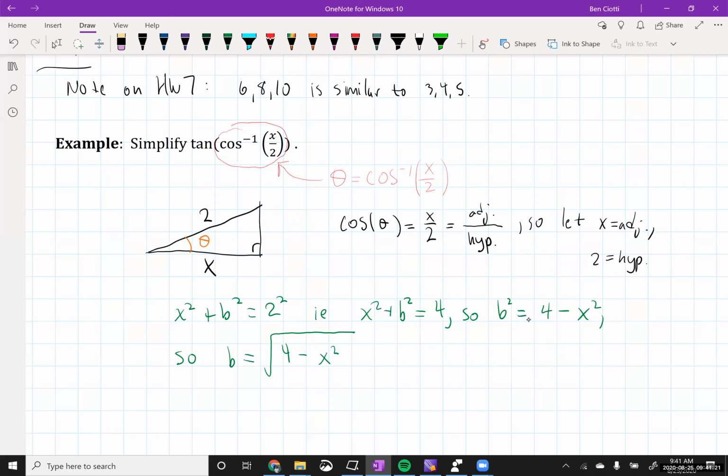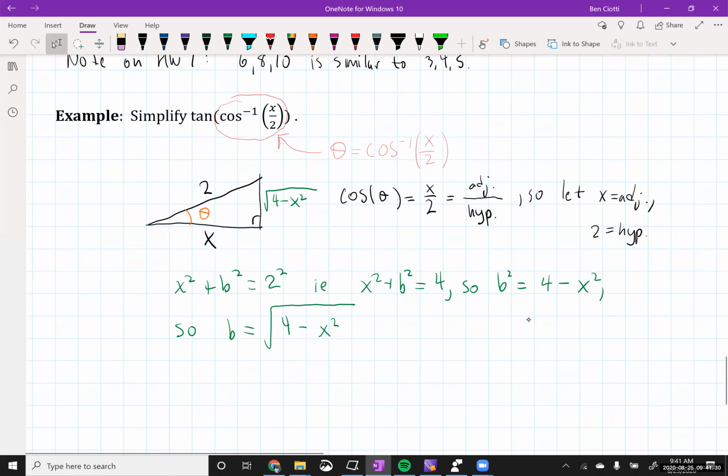So let's put square root 4 minus x squared on our diagram, on our picture. And now you can evaluate what the other trig functions of theta are. Apparently, tan of theta, which is opposite over adjacent, will be square root 4 minus x squared over x. Cool. And that's the answer. We simplified this expression. And like I said, you will definitely have to use this trick in calculus.